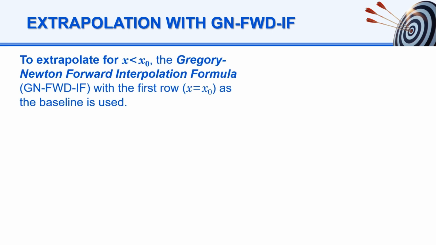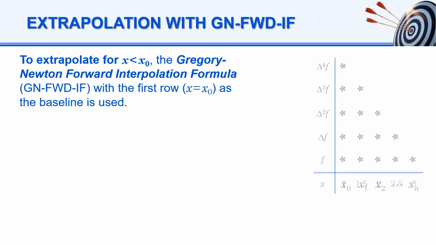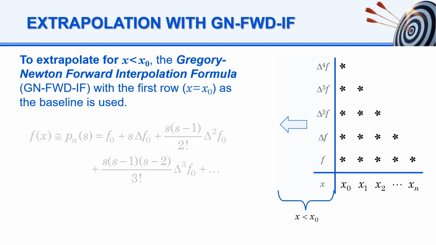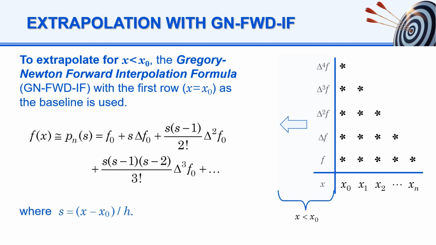To extrapolate for values of x less than x0, the Gregory-Newton Forward interpolation formula with the first row, x equals x0, as the baseline is used. Because x0 has the most entries in the difference table as shown in the figure. Here, the interpolation variable s is defined as (x minus x0) divided by h.